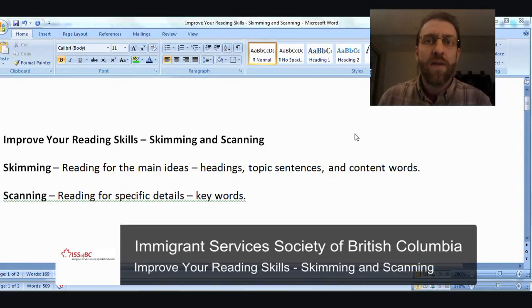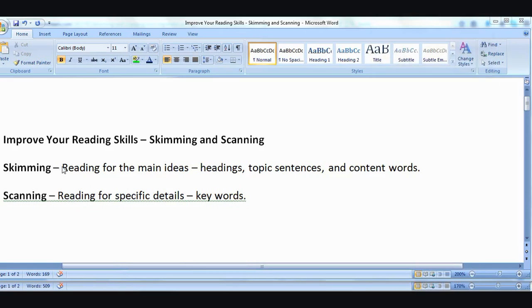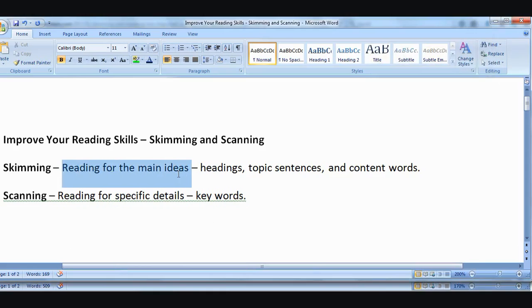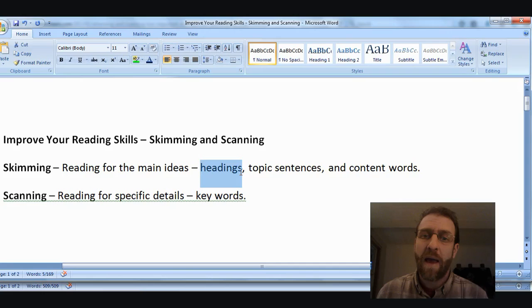Hello. In this video, I'm going to give you some ideas to improve your reading skills by looking at skimming and scanning. So as you can see on the screen here, skimming is reading for the main ideas. So you're not really reading everything, you're just looking for the main information or the general ideas. And to do this, a great place to start is any headings that there might be on the page.